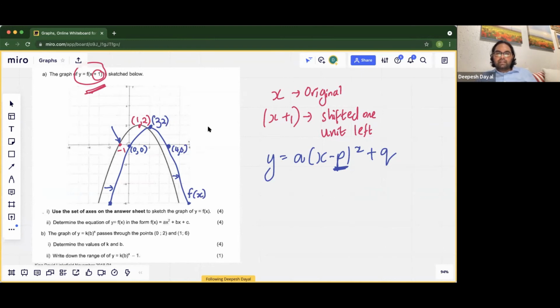Yes, a lot of you do. Okay, thank you. So it's a(x − p)² + q. And now we're going to plug in our p and q. So it's going to be y = a(x − 2)² + 2. And we're going to plug in also another point, which is going to be (0, 0). We can use this point here.